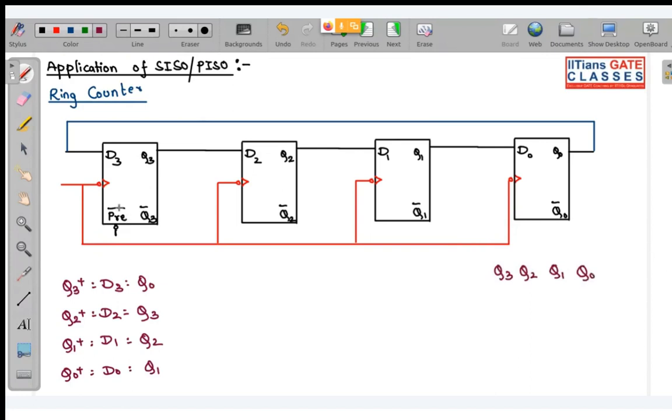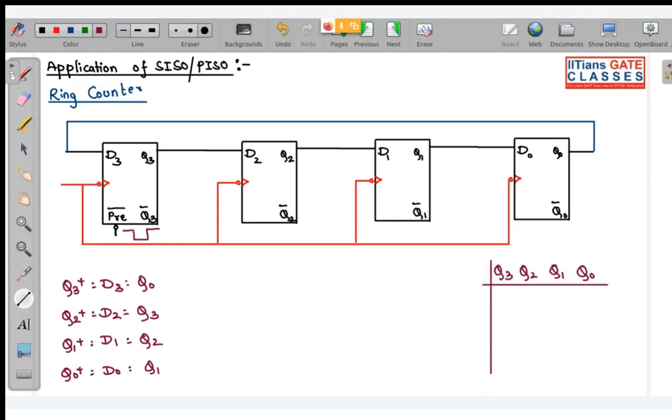And you can see I have one active low preset over here. Okay, active low preset. Now this active low preset will be activated when it encounters a negative edge or a negative level, you can say. So whenever during triggering I get a signal for preset like this, immediately this Q3 will be set to 1.